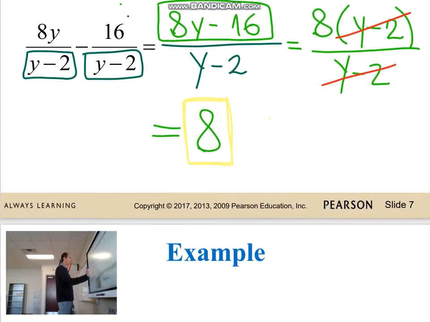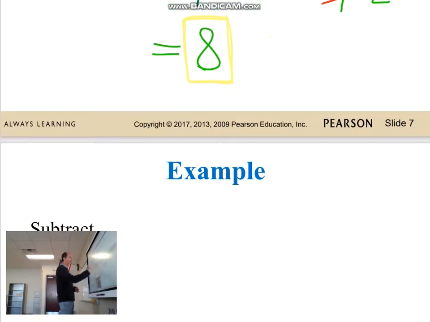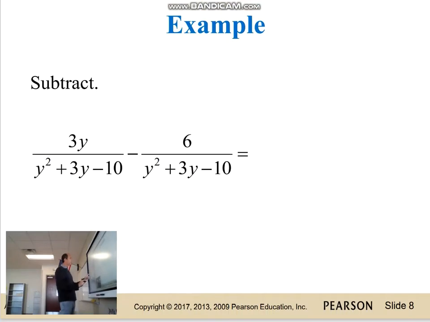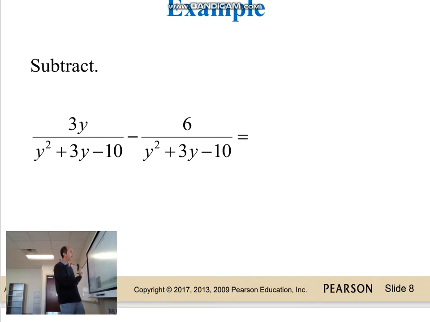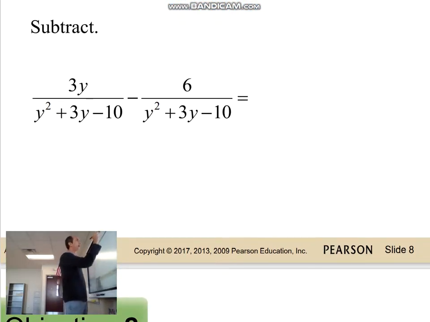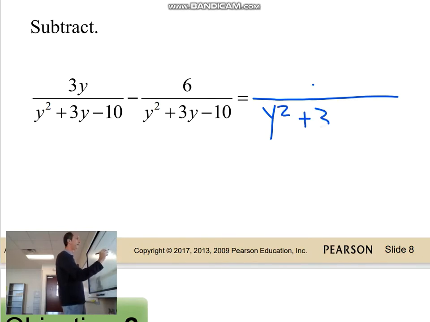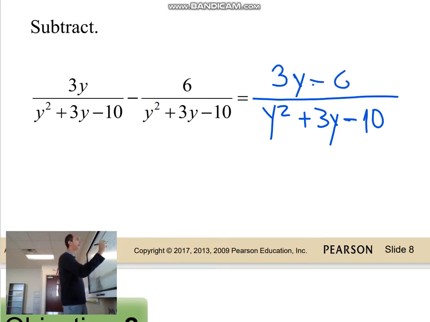Okay? You always need to simplify if possible. Now subtract, and we have 3y over y squared plus 3y minus 10, minus 6 over y squared plus 3y minus 10. Check it out, are the denominators the same? Yes, they are the same. We can keep the denominator y squared plus 3y minus 10, okay, and then we're going to subtract the numerators, 3y minus 6.